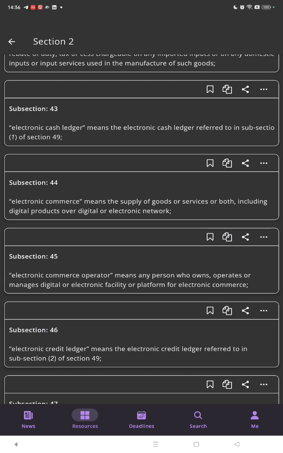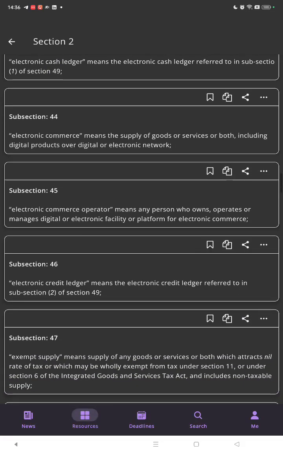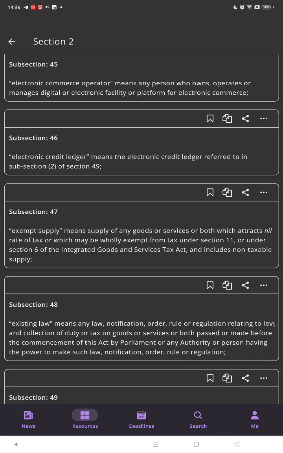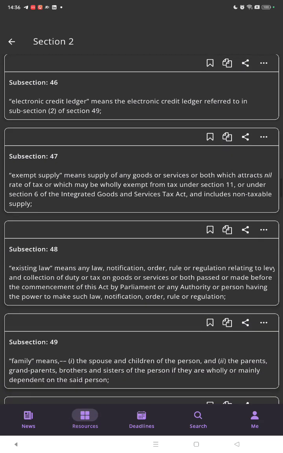network. Subsection 45. Electronic commerce operator means any person who owns, operates, or manages a digital or electronic facility or platform for electronic commerce. Subsection 46. Electronic credit ledger means the electronic credit ledger referred to in subsection 2 of section 49. Subsection 47. Exempt supply means the supply of any goods or services or both which attracts a nil rate of tax or which may be wholly exempt from tax under section 11, or under section 6 of the Integrated Goods and Services Tax Act, and includes non-taxable supply.